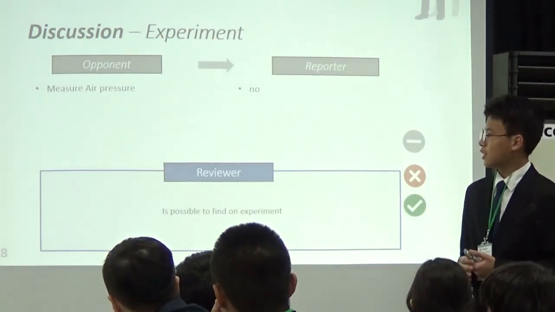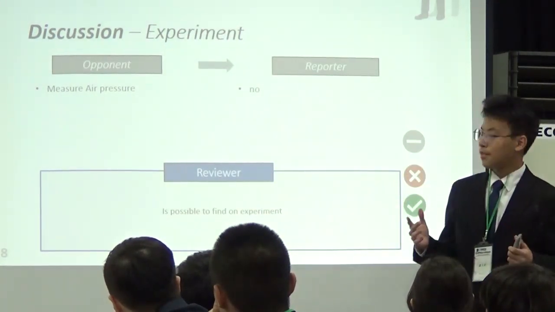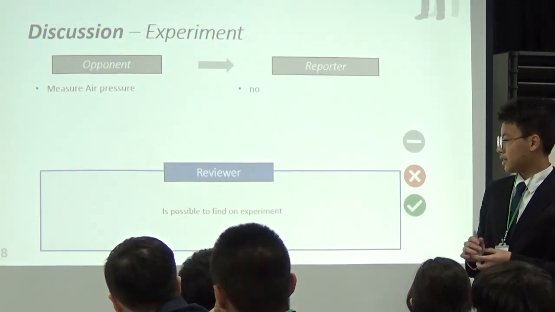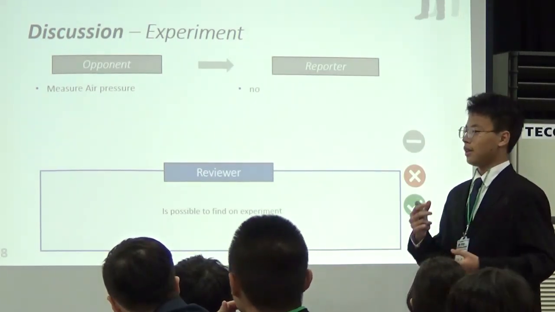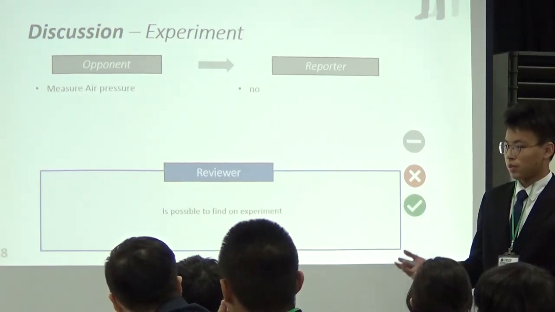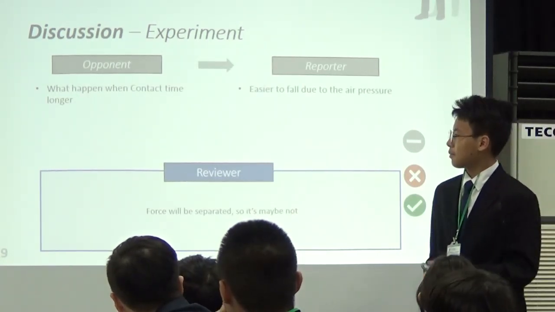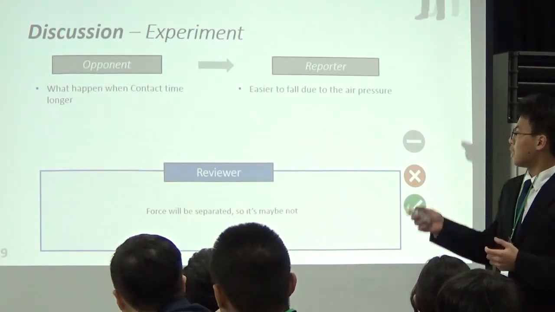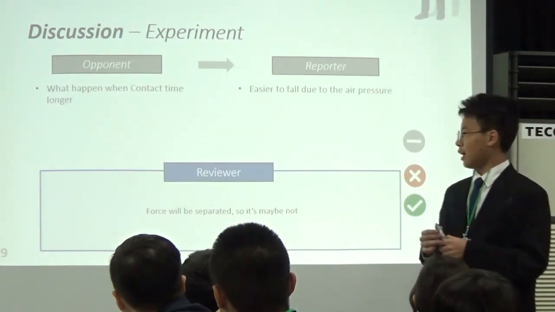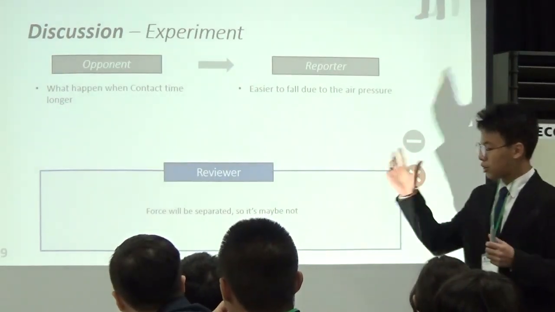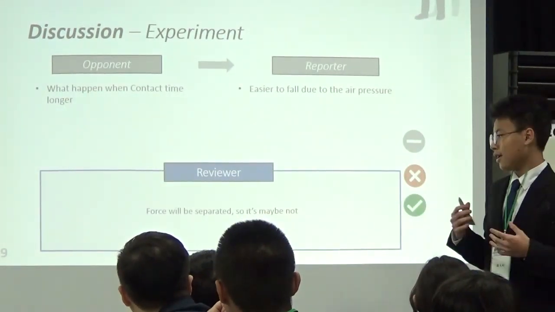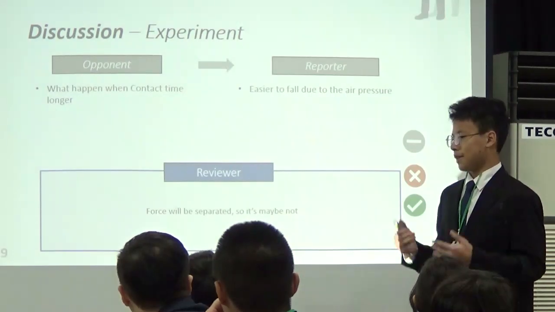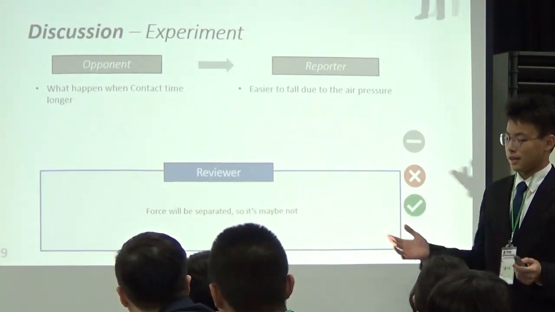So here's a discussion. The opponent said, did you measure the air pressure? And the reporter said no, but it's possible to find it by comparing the torque and the actual results. The next question is, what happens when the contact time is longer? Of course it will be easier to fall due to the air pressure, but even though that's true, it's not the full picture. I think if you contact longer, the force will be separated and it might not fall off instantly.